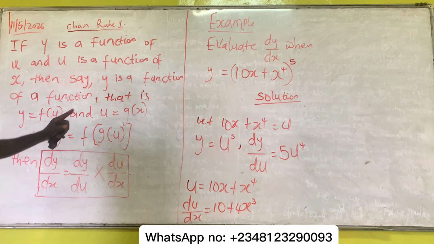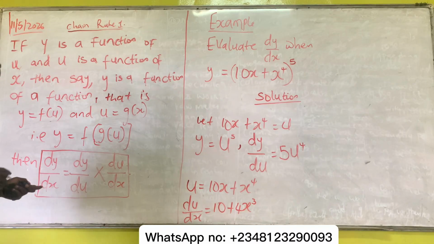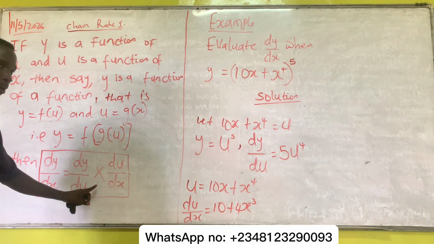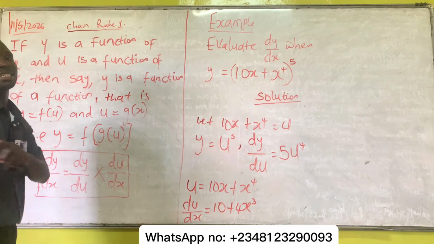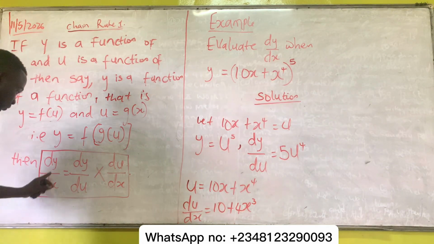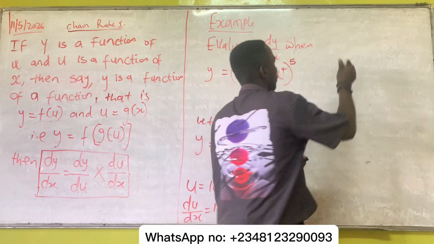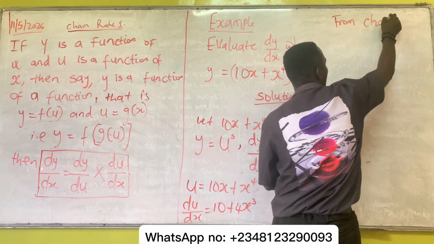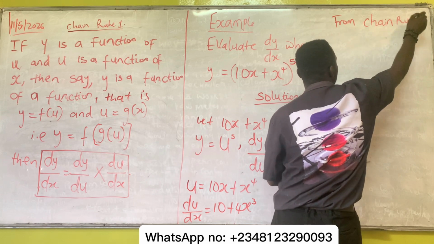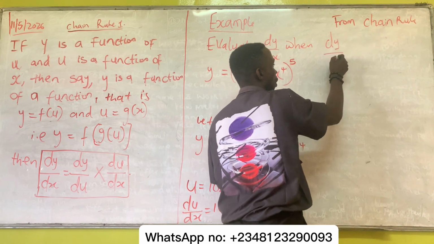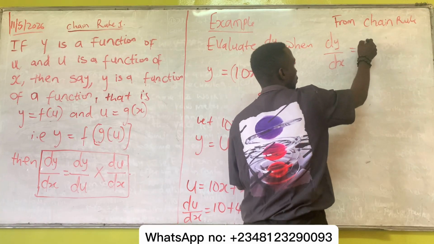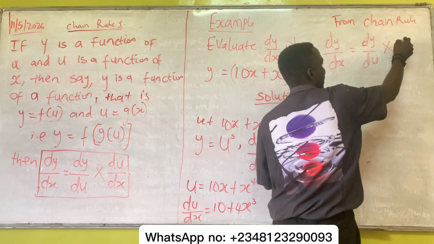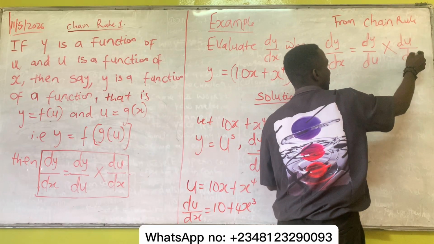Remember, chain rule says that to get your dy ds, you have simply say that dy dx is equal to dy all over du multiplied by du over dx. Easy enough, right? So from here now, let's get our dy dx. So here we can simply say that from chain rule, we said dy all over dx is equal to dy all over du multiplied by du over dx.